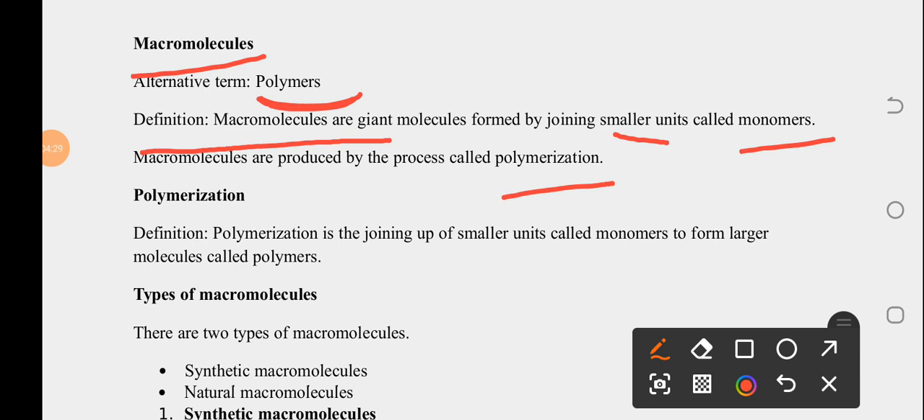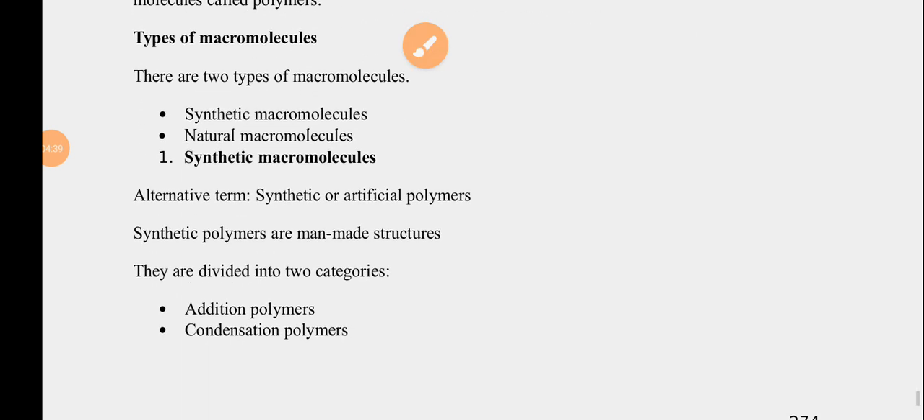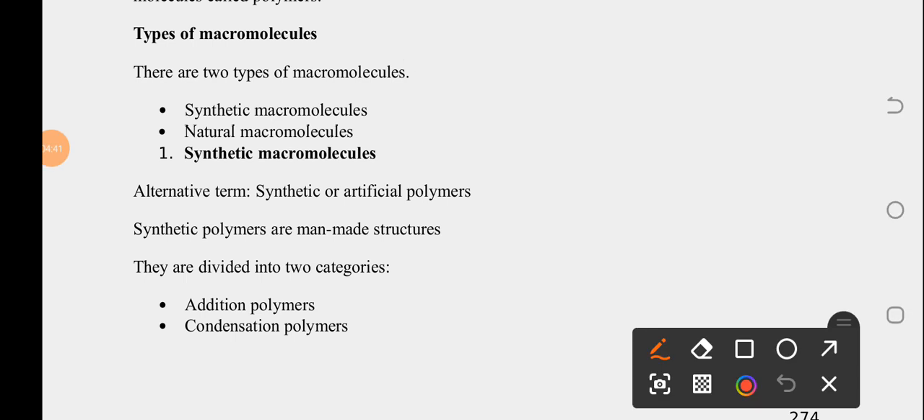Okay, let's talk about the types of macromolecules or polymers. As I said, please get a paper and a pen so that you take note of these notes, because in this pamphlet I have come across some questions which are just the examples which they have given in this pamphlet.